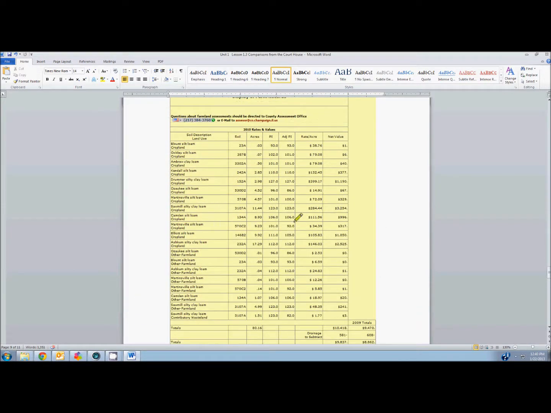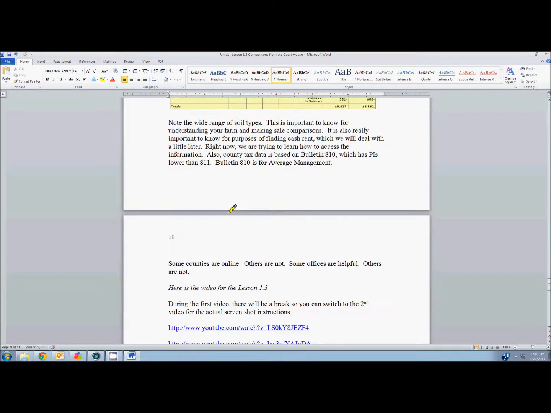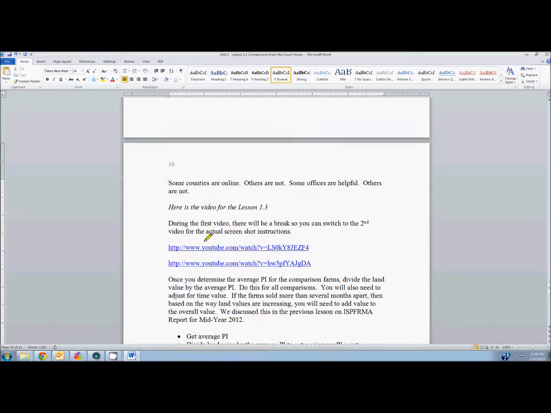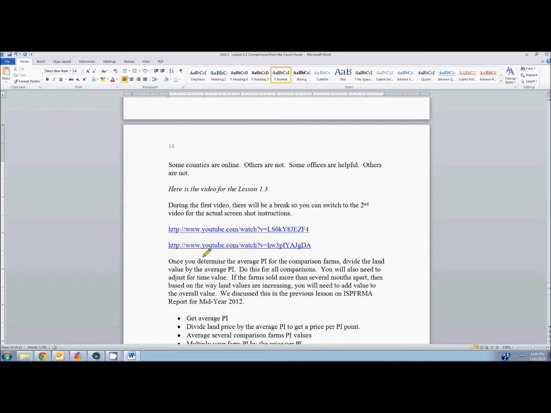So you want to do a workup on this farm and get the average productivity index. I suggest you do this on a farm that you're doing in comparison, but if you want to keep up with this and don't have a comparable farm and you want to use ours, that's okay as well. Once you determine the average PI for the comparison farms, typically we want to do 3, and I think I did leave that out, and I want to go ahead and type that in there. You can do more, but if you do less than 3, you're probably not going to get accurate information.